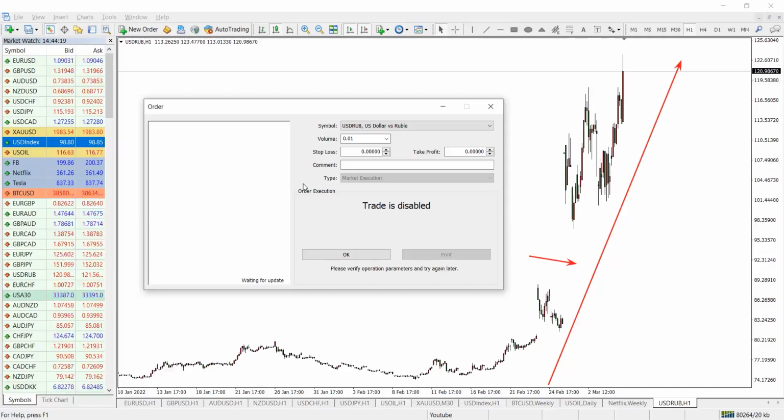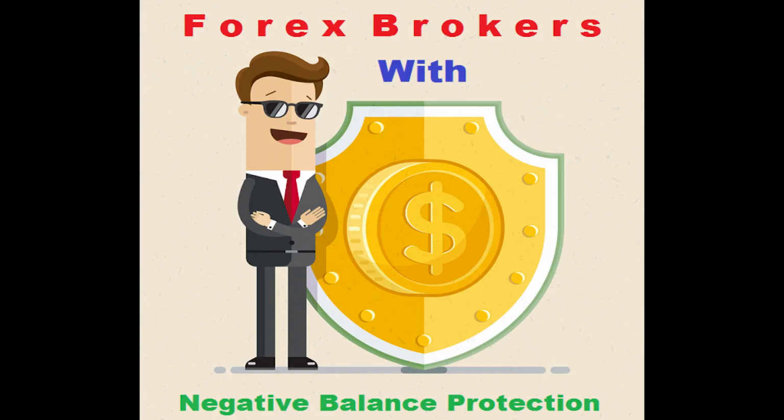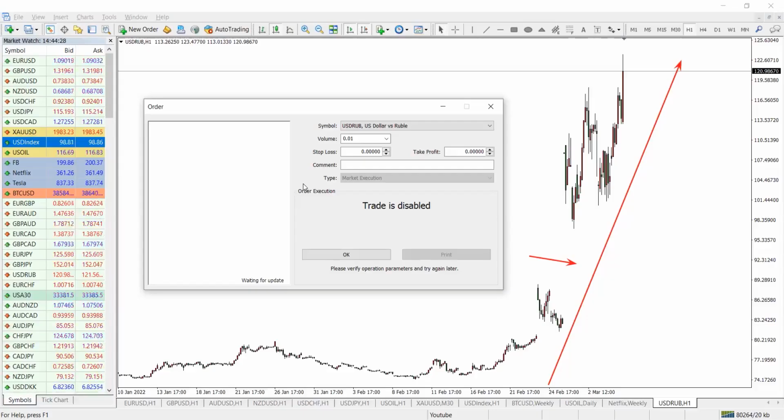So if you find a broker that is doing this, then that is actually a good broker to make use of. I repeat, that is actually a good broker to make use of, because that broker is majorly about protection. They want to protect you, and they also want to protect themselves.